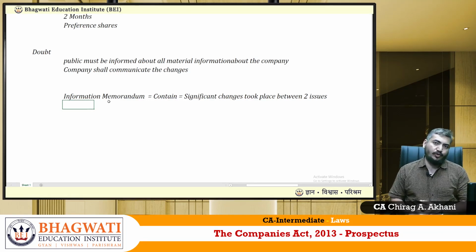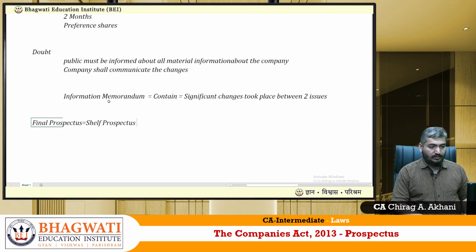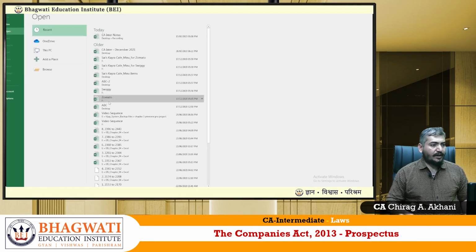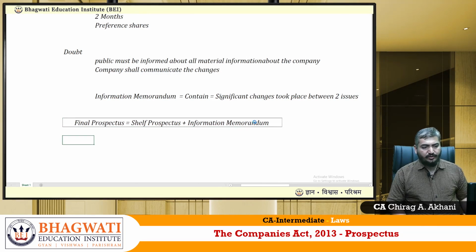Information memorandum. So technically speaking, guys, you see what is the definition of the final prospectus? Final means which contains all the information. So final prospectus is equal to, first of all, the shelf prospectus, what you issued at the beginning, plus information memorandum. Then it will become the complete informative prospectus. So anyone who wants to know about all the information about the company should not just go to the shelf prospectus, he should also go for the information memorandum as well, and then he will be able to find all the information about the company.